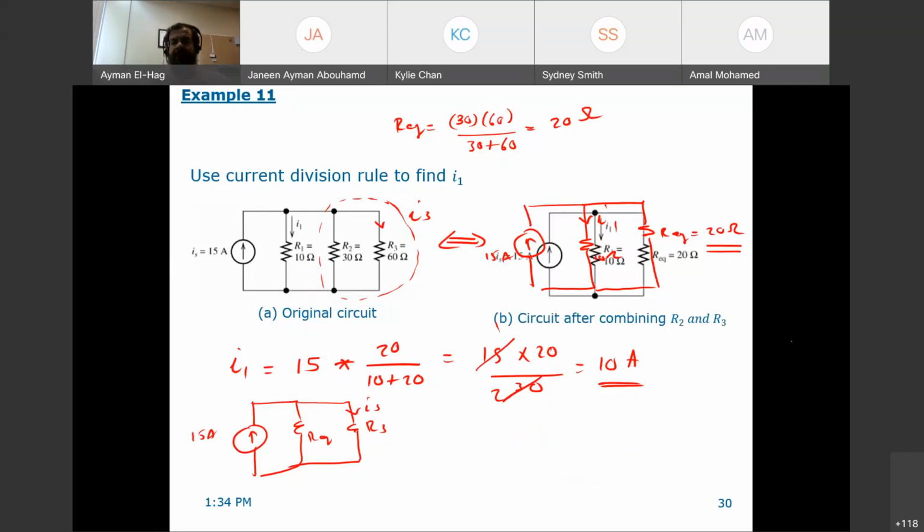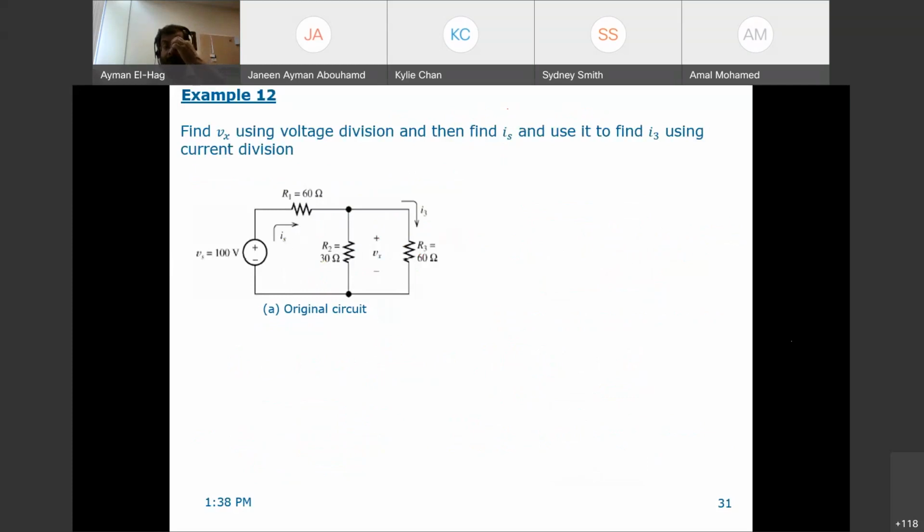Let me give a comprehensive question where you need to do both voltage division and current division. In this question, as you can see here, it says find Vx using voltage division, then find Is, and then use it to find I3 using current division. So we'll see how we can do this. First of all, these two resistors are in parallel, so I will reduce this circuit to the following circuit. Plus, minus, this is 100 volt. Nothing happened to it. R1, 60 ohm, nothing happened to it.